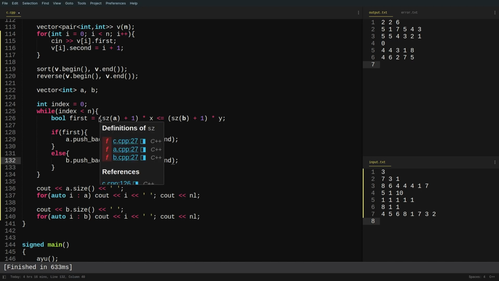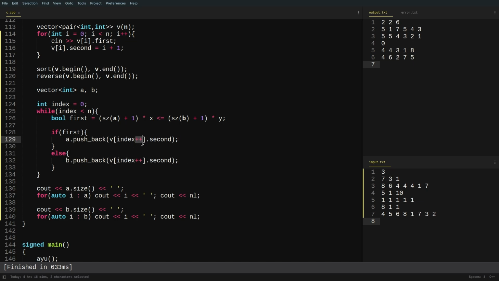How do I check it? So I just check if size of a plus 1 into x. So what is actually this particular value? Size of a is the number of balls that are currently in a, and plus 1 because I also have to include the current ball, and I multiply it by the scan time of robot 1. So this is the total scan time that it will need, right? Similarly, size of b plus 1 into y. So this is the total scan time that the second robot will need. So if the first value is less than or equal to the second value, that means I can push it into the first list. So if first is true, then I can push it into the vector a, otherwise I push it into the second vector.